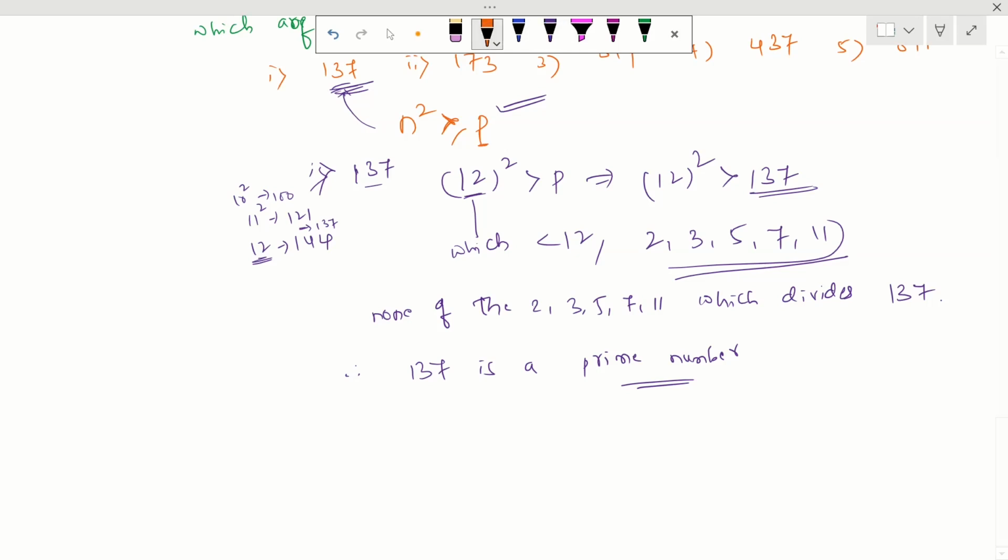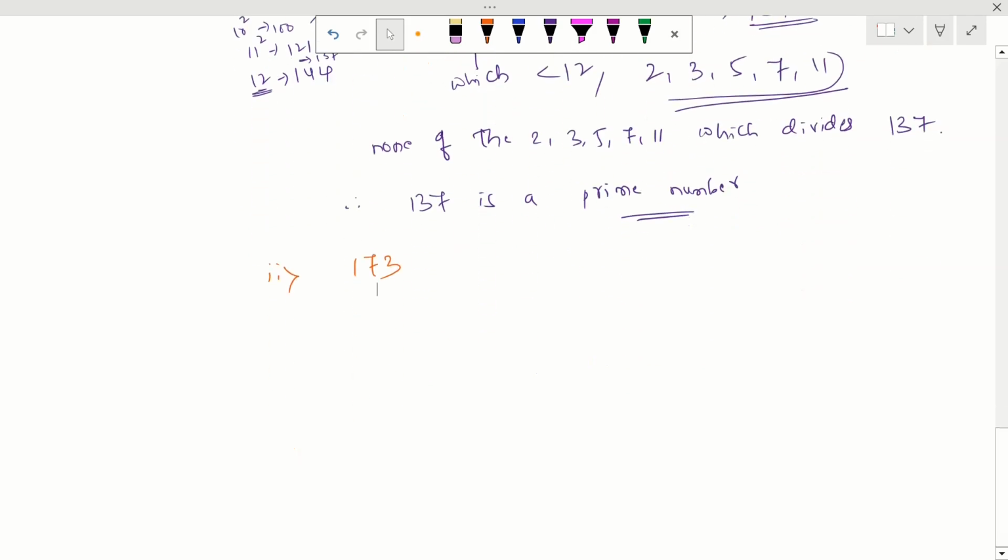Now come to the second one. The second one is 173. Which square number is near or equal or greater than 173? We have to recall the formula: n square is greater than or equal to p, where p is the prime number. Which number comes here? Let's check 15 square. 15 square is 225.